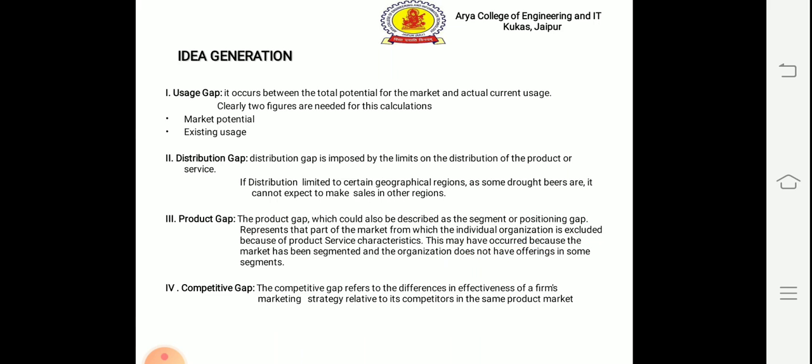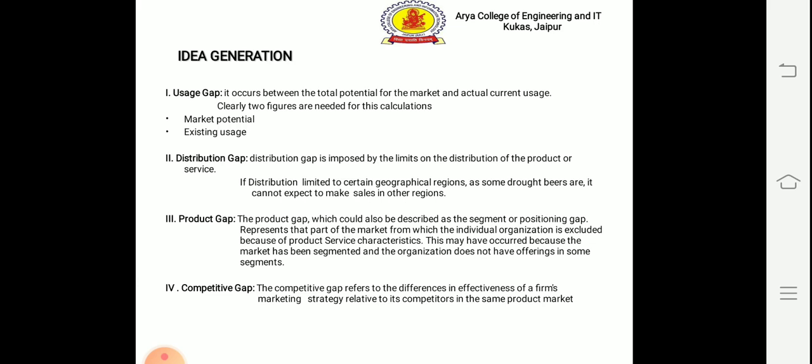Now we understand first, usage gap. It occurs between the total potential for the market and actual current usage. Clearly, two figures are needed for this calculation. First, market potential, second, existing usage. Second, distribution gap. Distribution gap is imposed by the limits on the distribution of the product or service. If distribution is limited to certain geographical regions, it cannot expect to make sales in other regions. It can make sales only in that region.